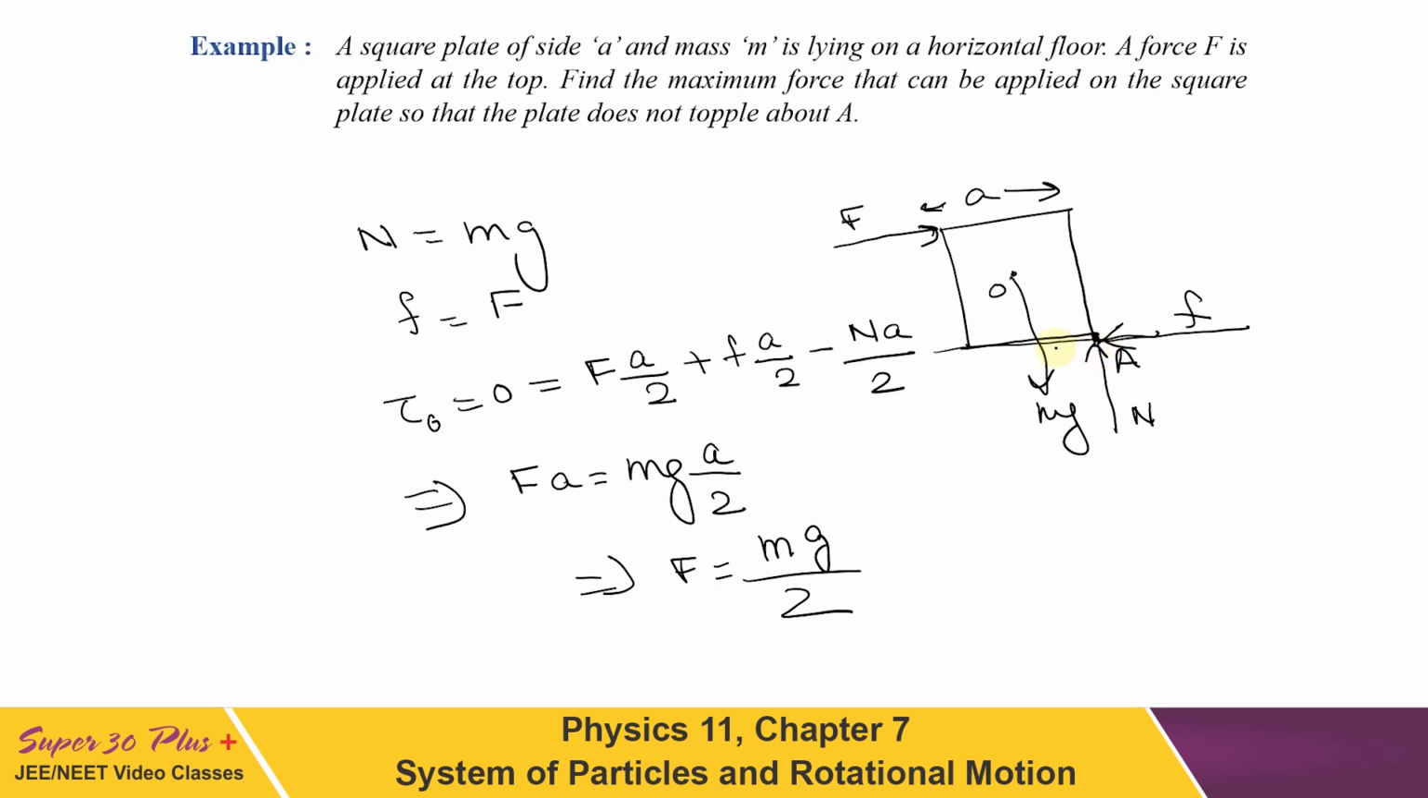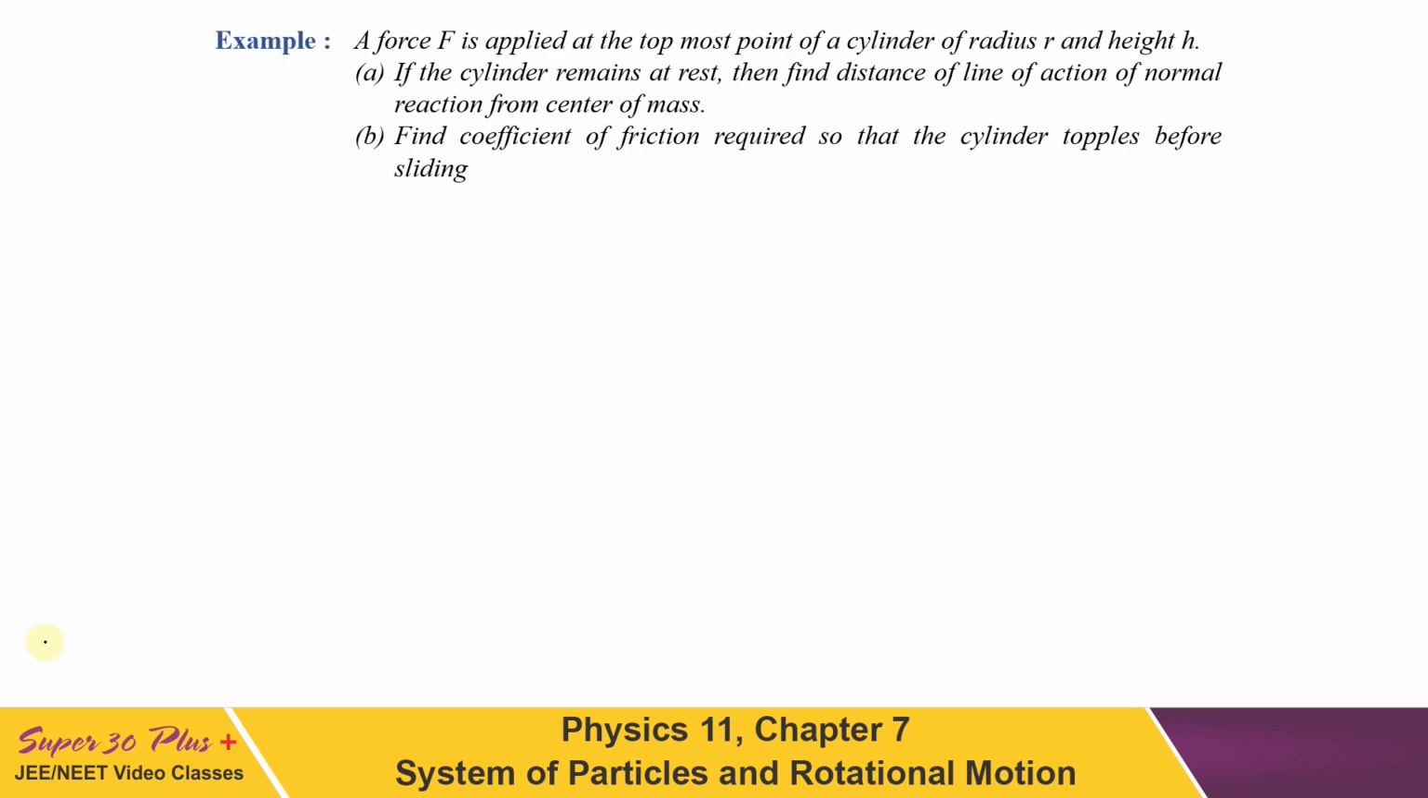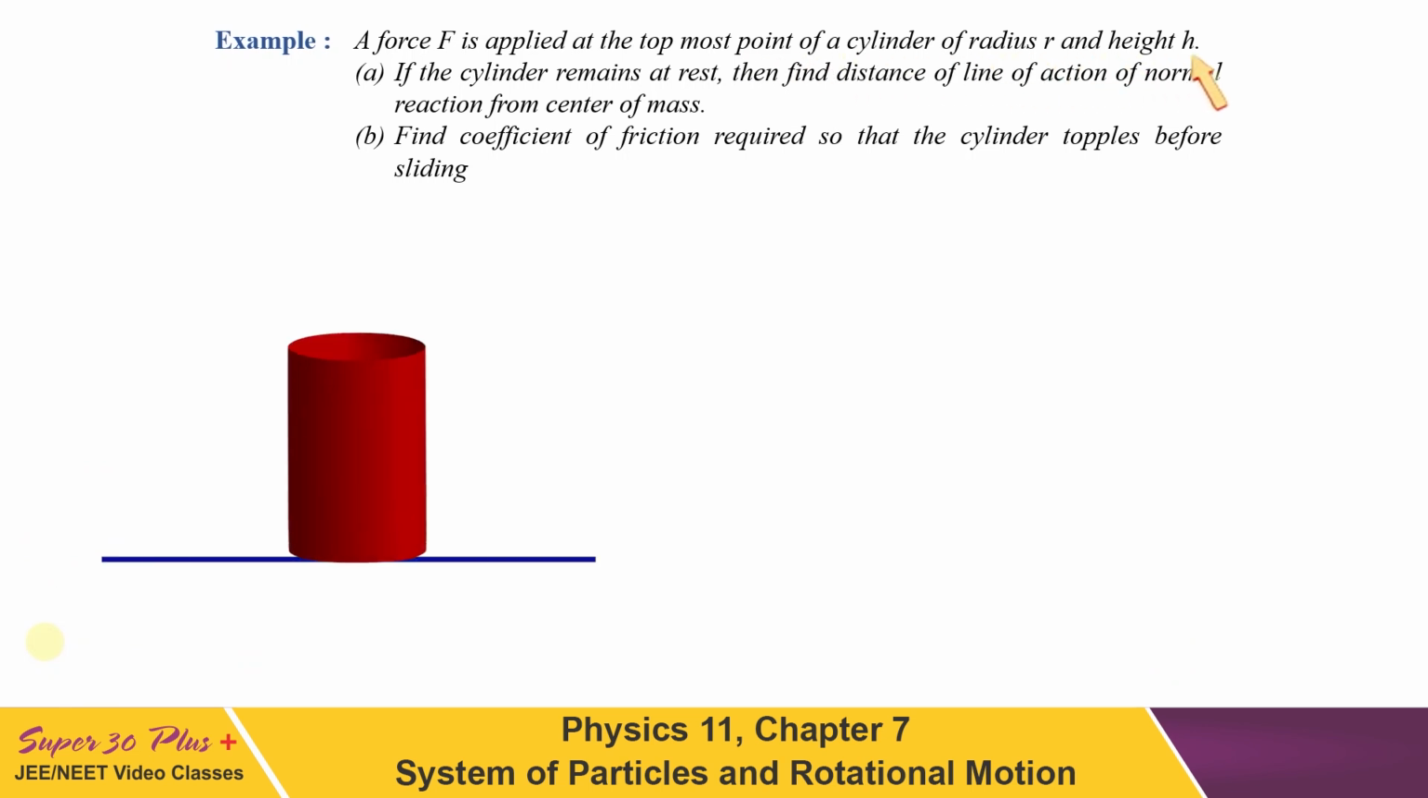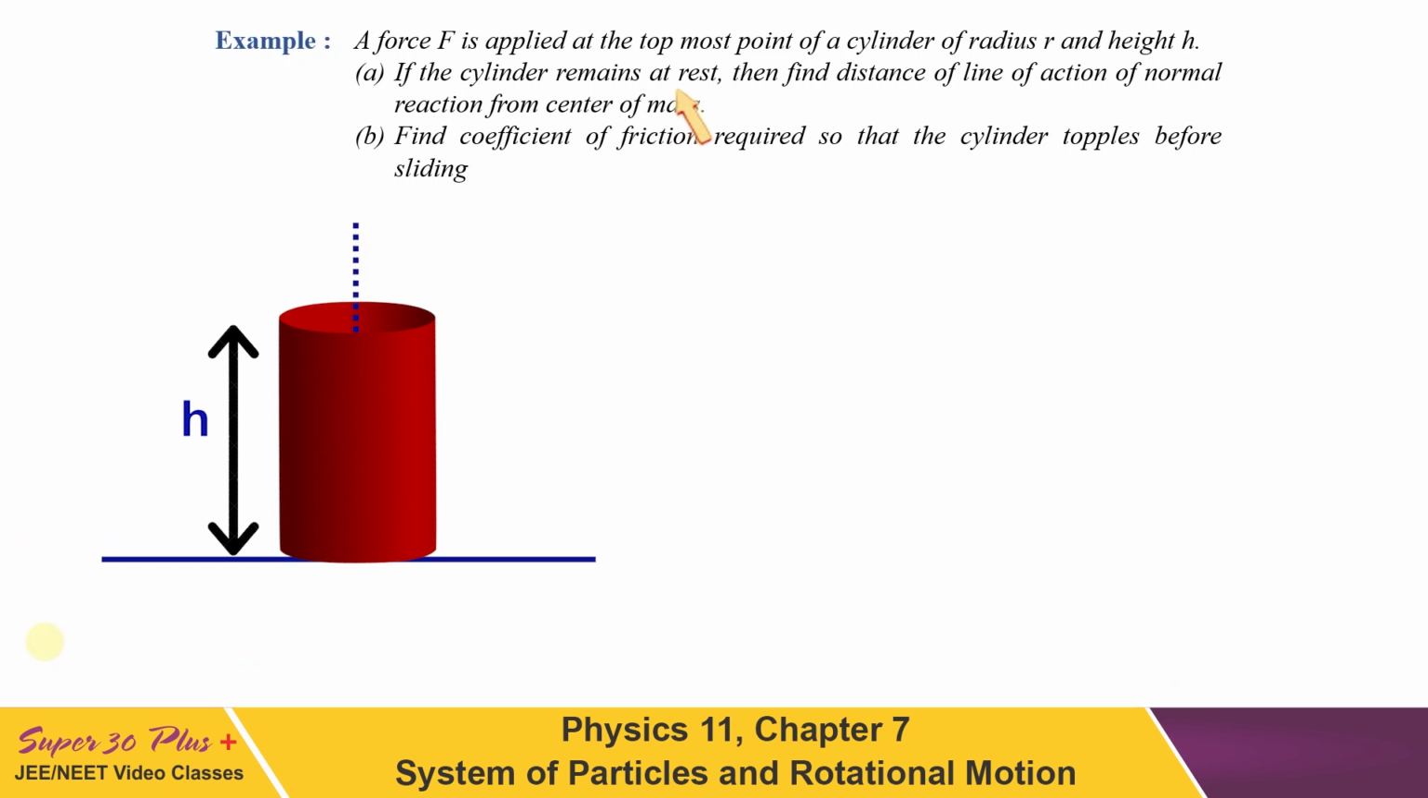If F is increased beyond this value, then it will start toppling about A, because the normal now cannot balance the effect of torque produced by the external force and the friction. So this is the case of toppling, and very good questions can be asked from this subtopic. One more example I have related to toppling. A force F is applied at the topmost point of a cylinder of radius r and height h. If the cylinder remains at rest, then find the distance of the line of action of the normal reaction from the center of mass.